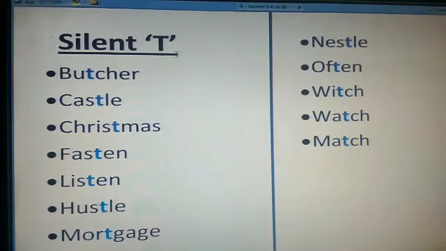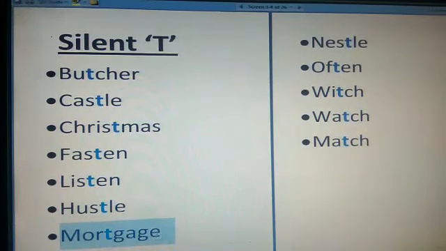Move on to the next silent letter, that is silent T. Butcher, castle, Christmas, fashion, listen, hustle, mortgage, Nestle, often. Sometimes often can be read like often.